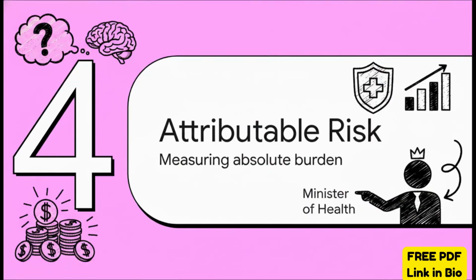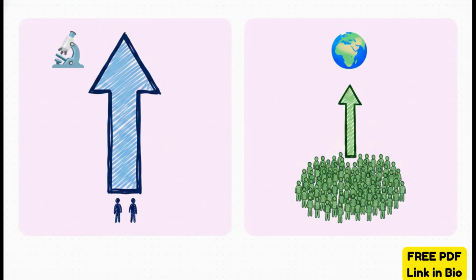All right, section 4, attributable risk. Let's measure the absolute burden of disease. This right here is why relative risk just isn't enough on its own. Take a look at a rare exposure compared to a common one. Mesothelioma and asbestos exposure has a huge relative risk. You're 100 times more likely to get it. But it's so rare, it only causes a tiny number of absolute extra cases in the whole population.